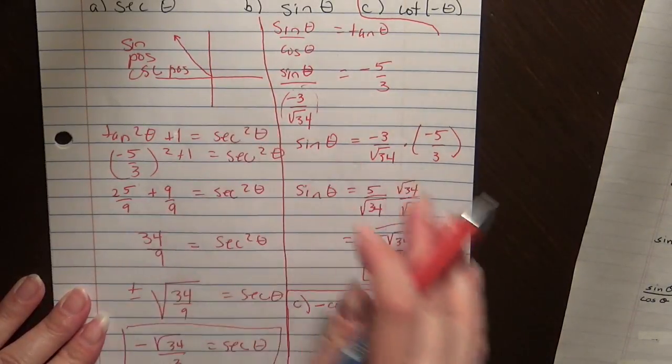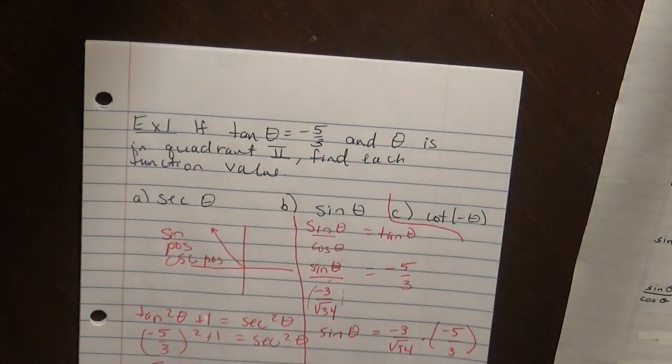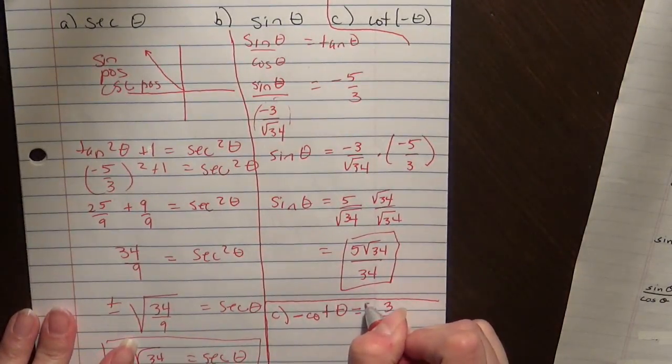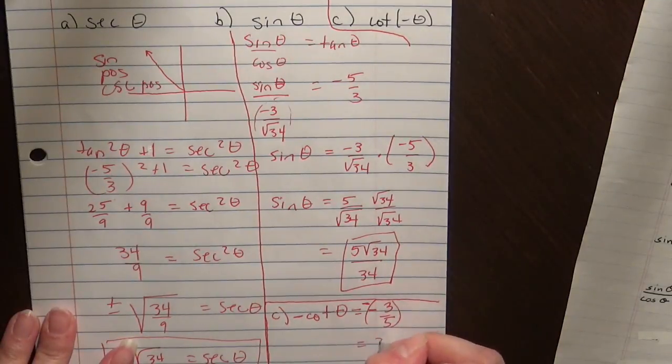And let's see, there's actually the negative from the cotangent function that we're working with here, and also the negative from the original tan value they gave us. So we have a double negative. Negative 3/5. So my answer is positive 3/5.